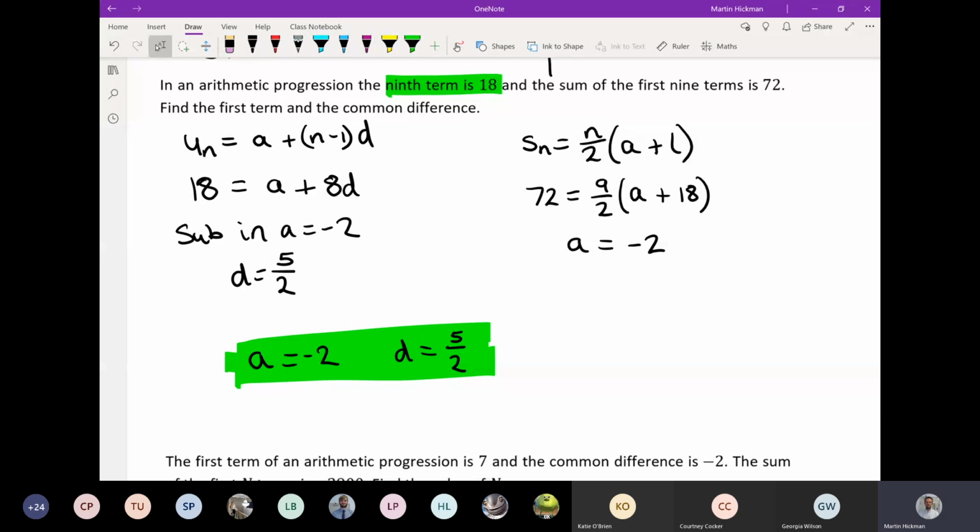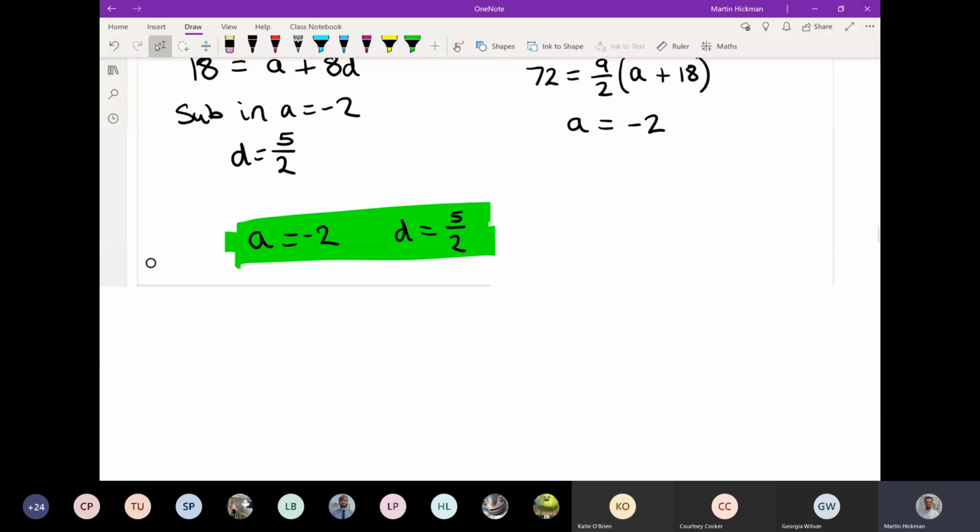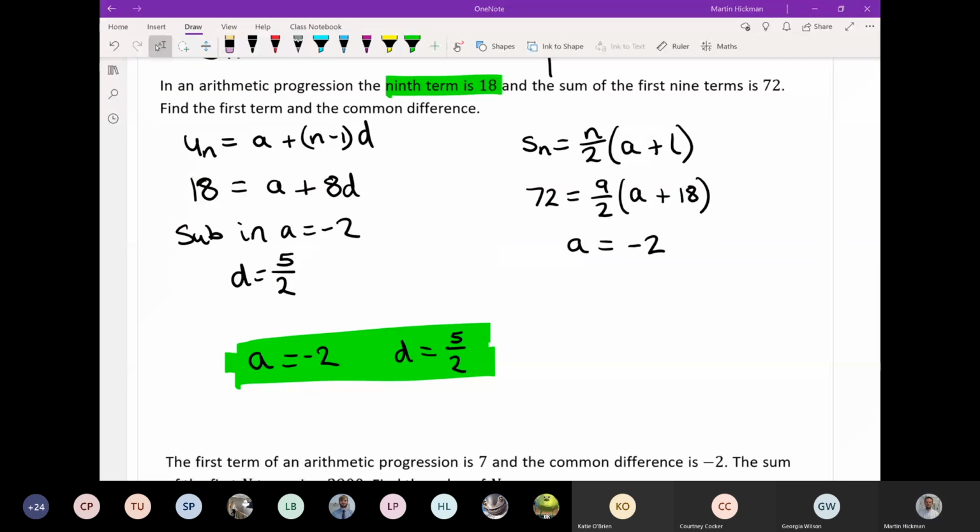Let me know if there's any questions and then we'll start our final question. And then it's over to you to have a go at some of those questions in your assignment. Just check in the chat if there's any questions. Okay, can't see any questions. So on to the final one.